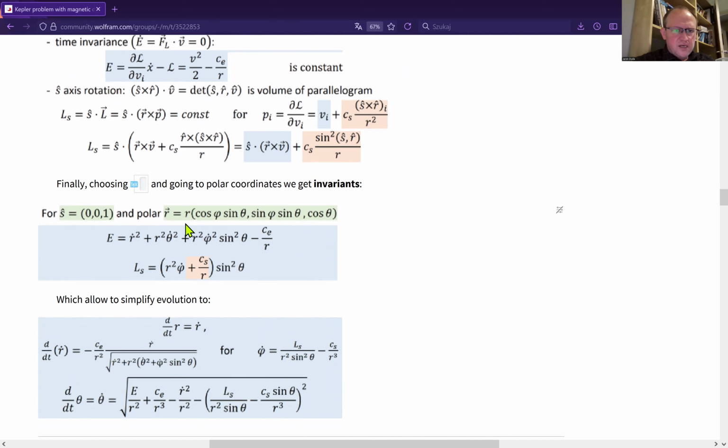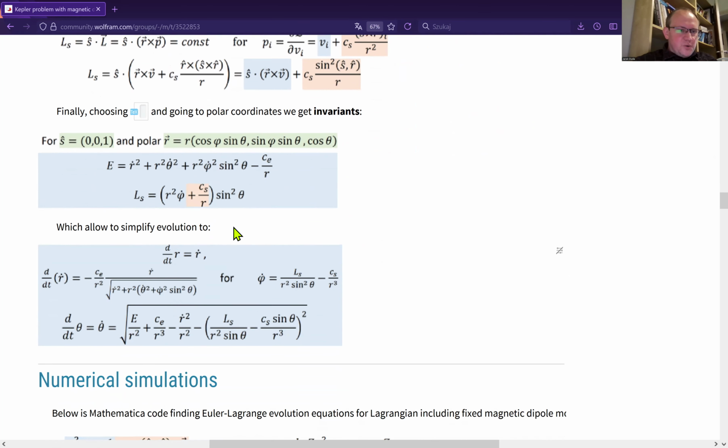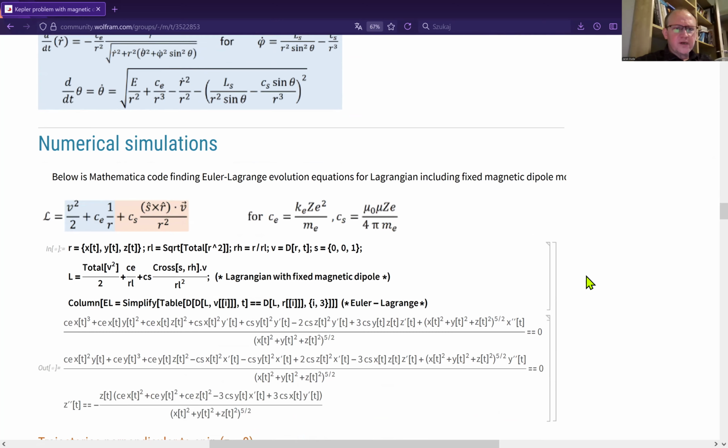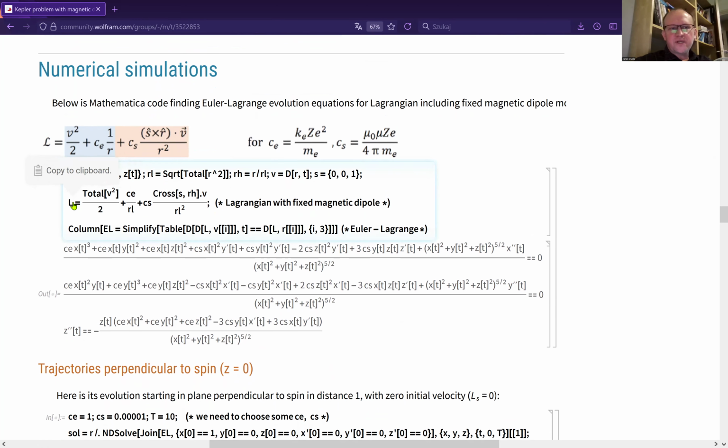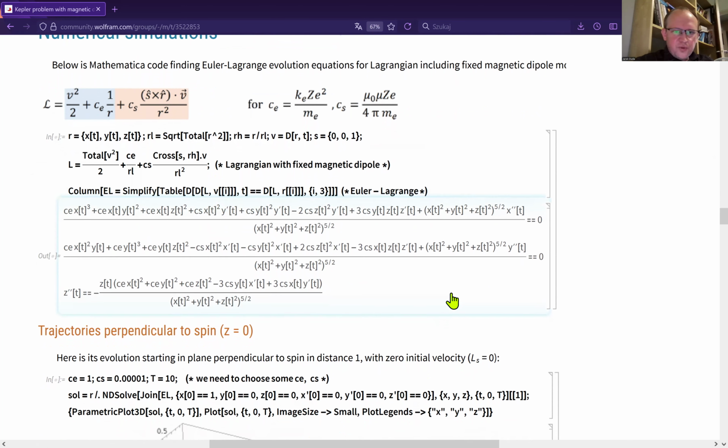And we can find these formulas in spherical coordinates. So here is the energy, the standard one, also for Kepler, and now one angular momentum with this addition of this dipole interaction. So we can also find the formulas using these two conservation laws. So now let's go to numerical simulations, going straight from this standard Lagrangian, this Kepler plus this interaction of magnetic dipole with charge. So Mathematica finds the Lagrange equations here.